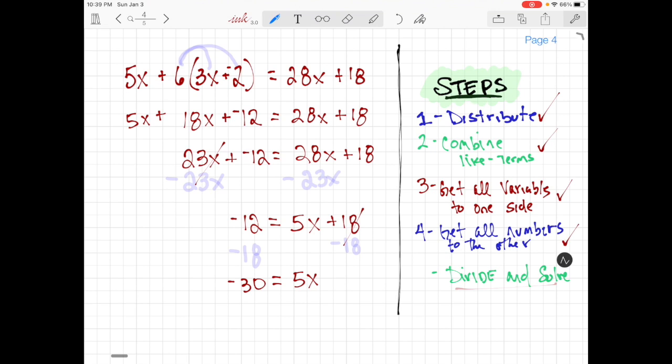Now we're just going to divide and solve. So now I'm going to divide both sides by 5. And we get 5 divided by 5 is 1. So that's 1x. And 30 divided by 5 is 6. So negative 30 divided by 5 is going to give us negative 6.